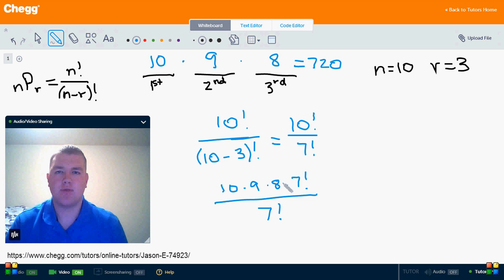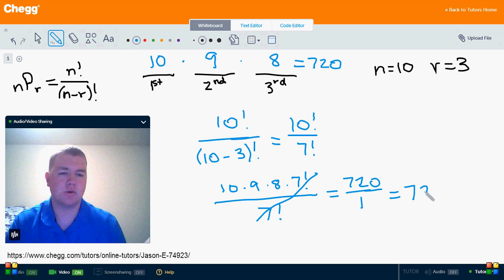To simplify our fraction, we need to cancel out whatever we can from the top and the bottom. So if we write this out all the way, we'd have times 7 times 6 times 5 times 4 and so on, and on the bottom we would have 7 times 6 times 5 times 4, and so on, and we would cancel each of those out individually. Now, here's the shortcut which I like about these kinds of problems: if we have 7 factorial and 7 factorial, those cancel right away. We don't even need to write out the rest. And we're going to have 10 times 9 times 8, which is 720, technically over 1 since we canceled that out, which leaves us with 720.